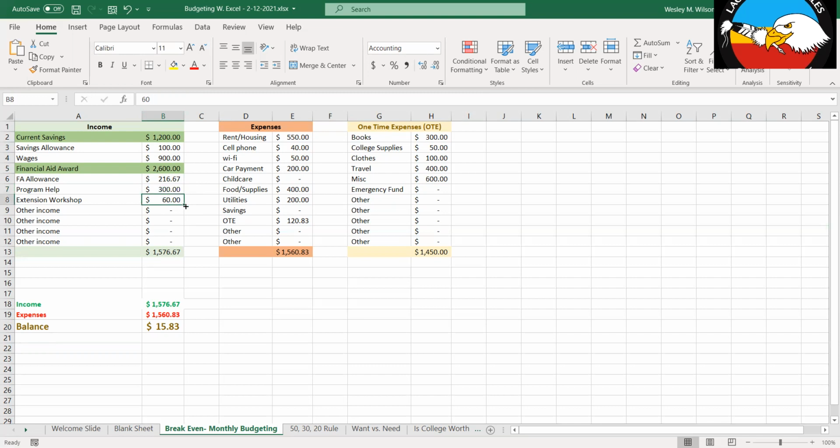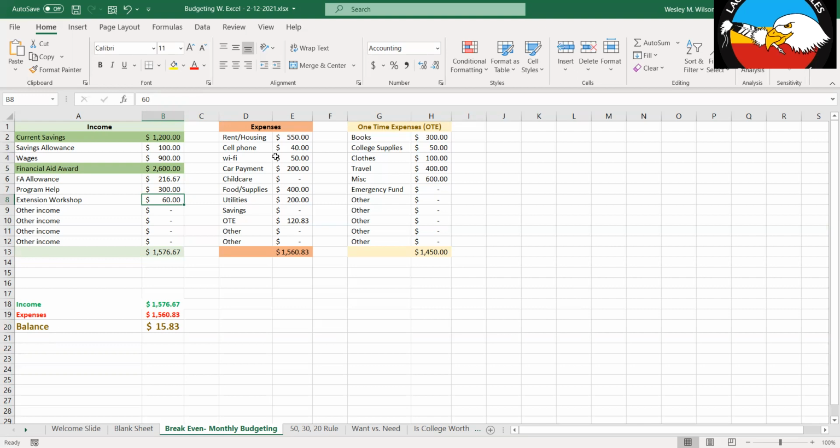I put this on here. Sometimes I do extension workshops, that's always kind of helpful. It brings in a little extra income. I'm not super reliant on it, but it provides extra supplemental income to help get us by here.